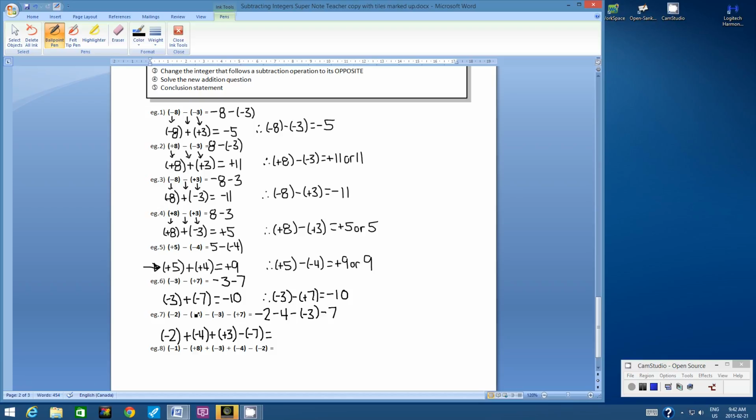Okay, so because every operation was subtraction, every integer after the first integer had to change to its opposite. So in this case, it actually is a little bit handier to draw those arrows. Okay, so what are we left with? 2 negative tiles added to 4 negative tiles. That's -6. -6 tiles combined with 3 positive tiles. That's -3. -3 tiles combined with, oops, sorry, this should be addition, my bad. -3 tiles combined with -7 tiles is -10.